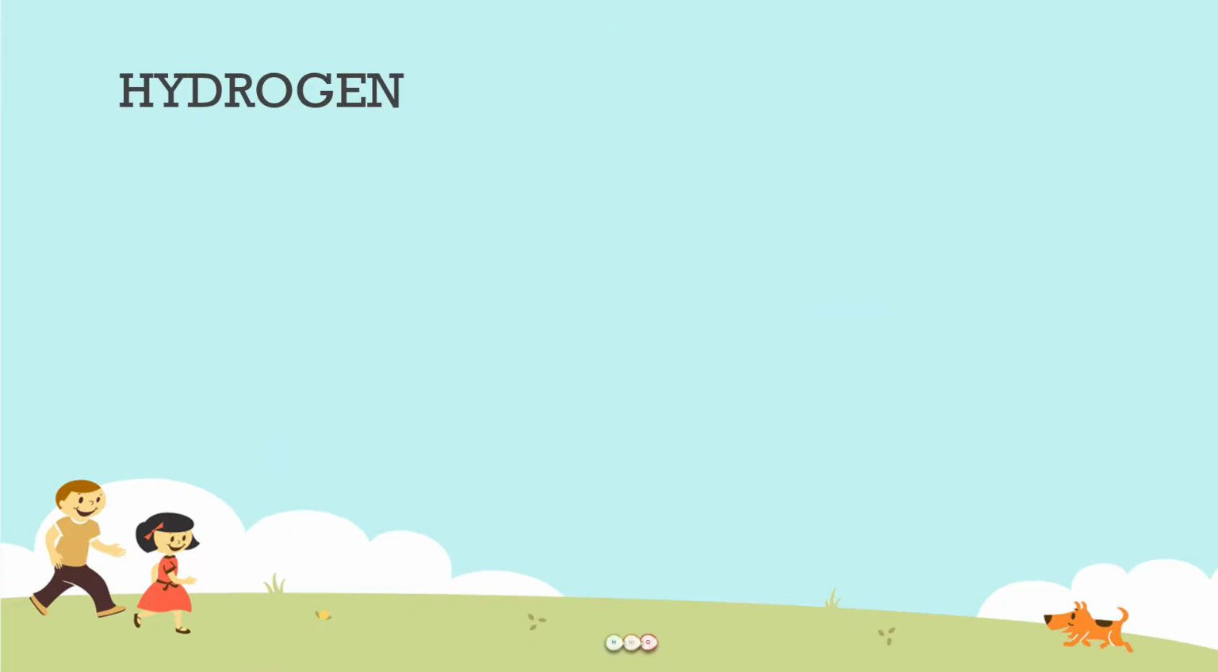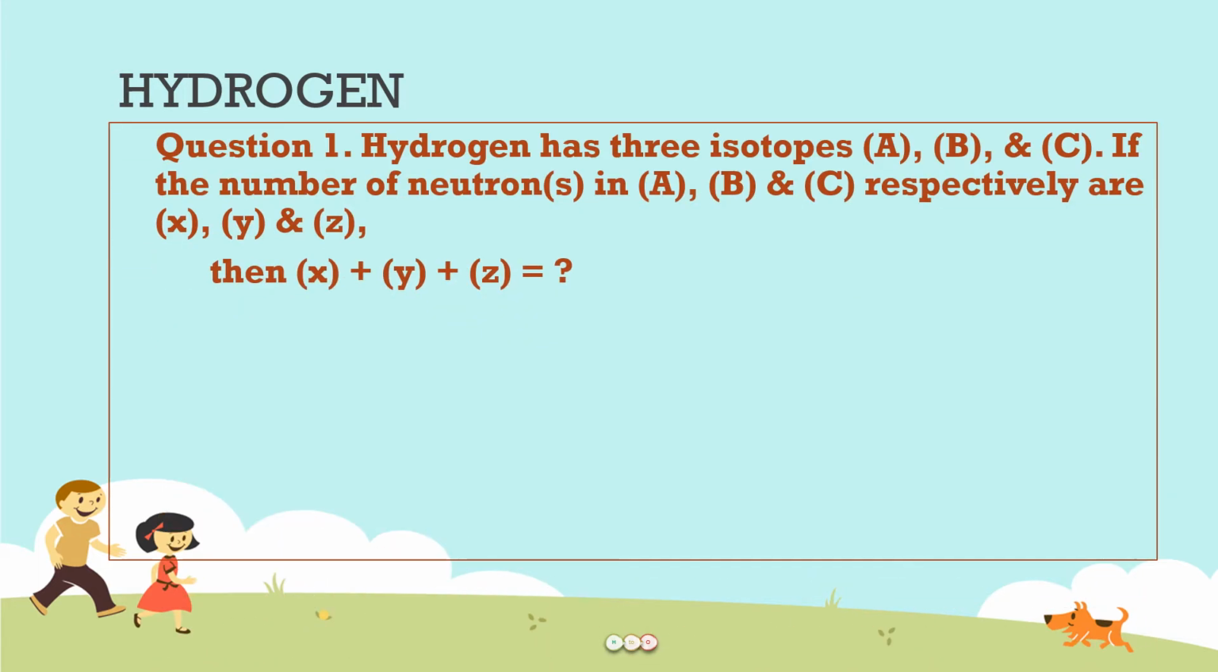So let us look at question number 1. Question number 1 says that hydrogen has 3 isotopes A, B and C. If the number of neutrons in A, B and C respectively are X, Y and Z, then you have to tell the sum of X, Y and Z. And this is going to be a very easy question, but it is going to be very important also. Why it is important is, if you look at the previous year JEE Mains questions, you will find a question in JEE Mains 2019 as well as in 2020 related to the isotopes of hydrogen. So therefore this is important for you people and it is easy.